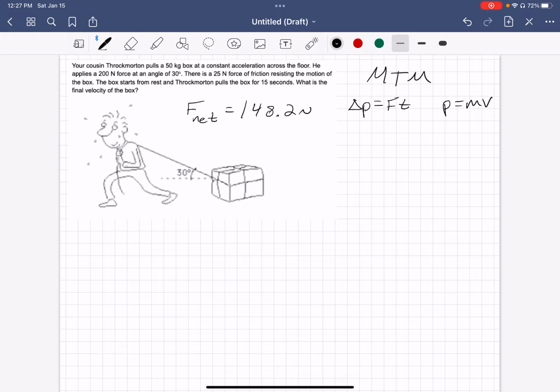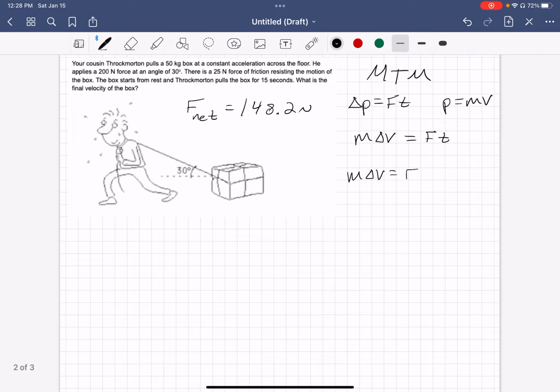We also have that P, momentum, is equal to mass times velocity. And we've figured out that we can rewrite the change in momentum as mass times change in velocity, as long as we have a situation where the mass is constant. And we can say that's equal to the force times the time. In this particular case, the force that's causing a change in the momentum, so the force that's applying some impulse, is that net force that Throckmorton is applying to the box. So I'm going to go ahead and write F net instead of just a blank force.